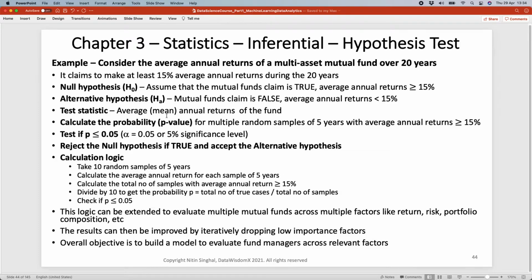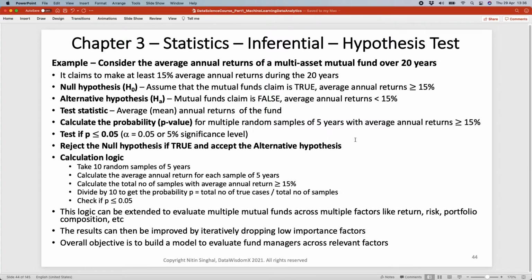Now, the test statistic we'll be using is the average or the mean of the annual returns of the fund, and we will calculate the p-value or the probability for multiple random samples of 5 years. So just remember this. We take 5 years out of these 20 years at random, and then we take multiple such 5-year samples.